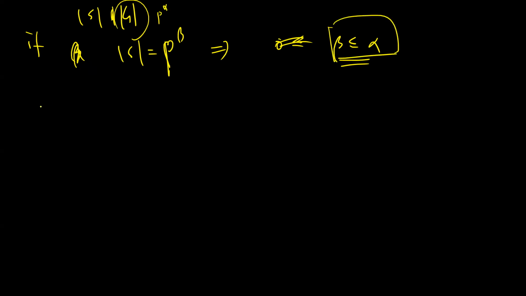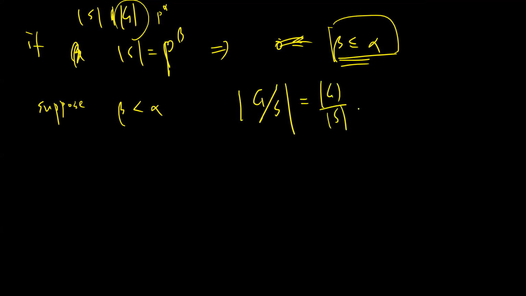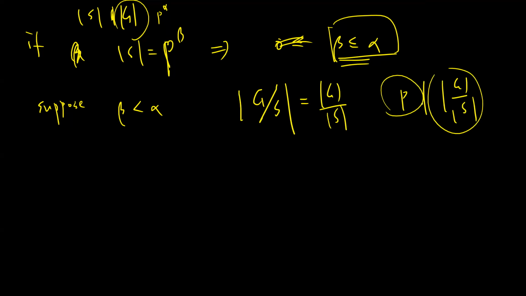Now let's suppose there are two cases. If beta is alpha, then we are done. Suppose beta is less than alpha, then we can consider the quotient group G quotient S. Because G is abelian, the quotient is okay. And I know that P will divide the order of G/S, because there's an extra factor P here.